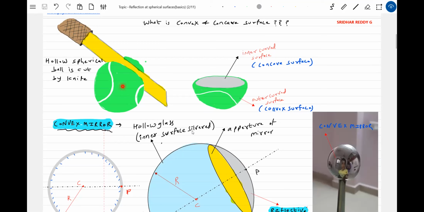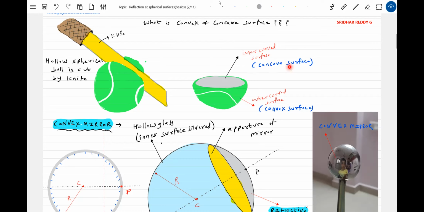I'll take a tennis ball, a spherical ball. All of you know the lawn tennis ball. I'll take a knife. So with the knife, I am going to cut it into two parts. The parts need not be equal. When I cut it, one of the parts becomes available. This outer surface, the green color one that you see, will become a convex surface. And the inner surface, which will be some gray color, will be a concave surface.